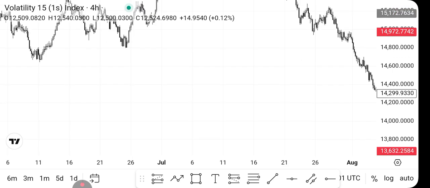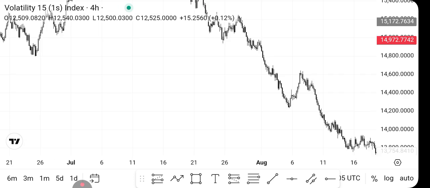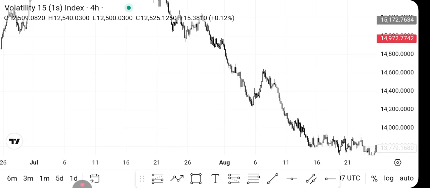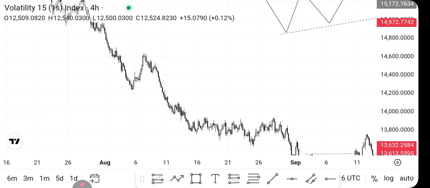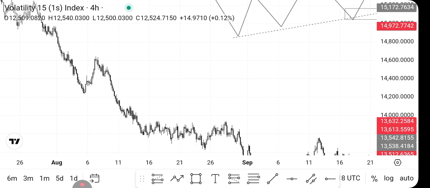So first thing first, let me just show you this. I would not be drawing this. I'll just be showing you because I know where they are and I can spot them. So anytime you see those order blocks, there are entry order blocks.